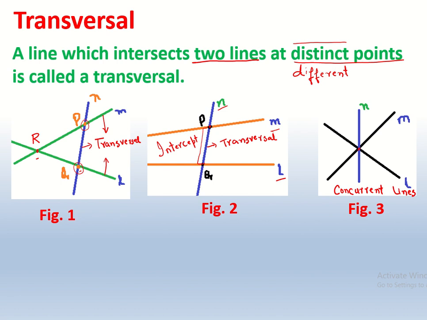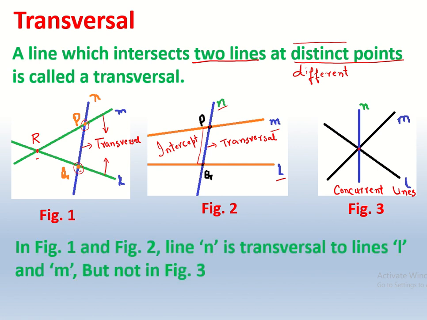So a transversal is simply a line which intersects two lines at distinct or different points. In figure 1, we can take any of the three lines as a transversal because each line intersects the other two at different points. In figure 2, N is a transversal, but in figure 3, none of the lines can be considered a transversal as all three intersect at only one point.